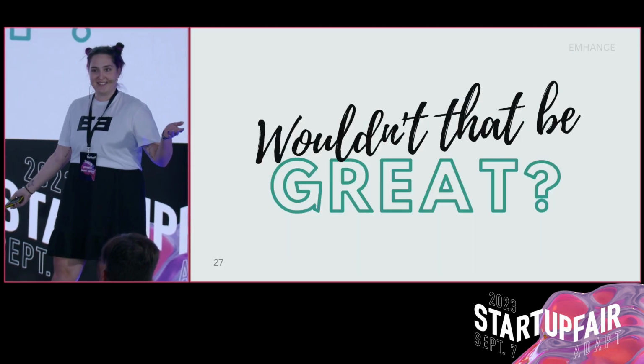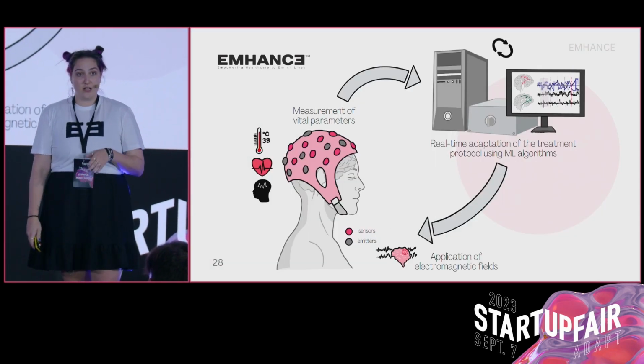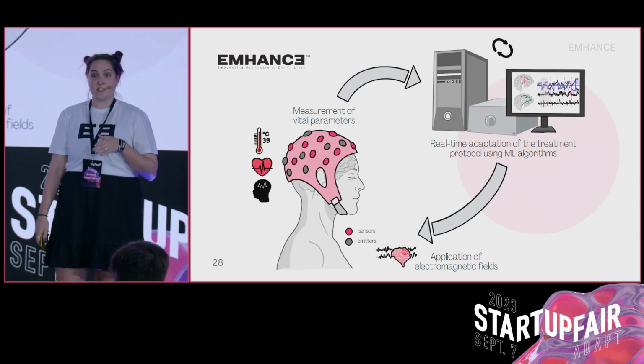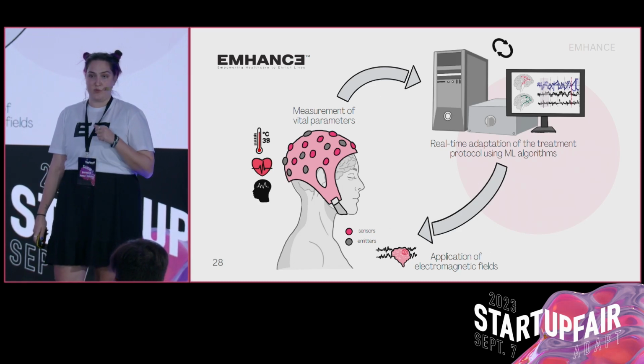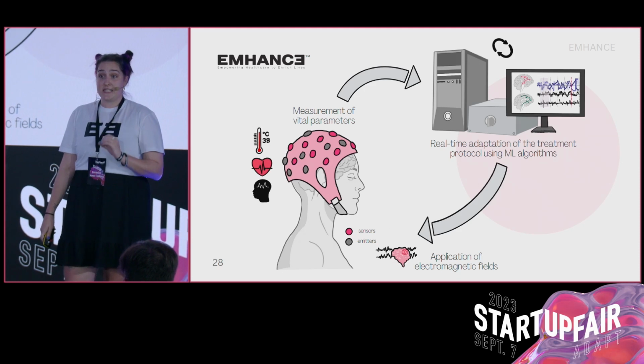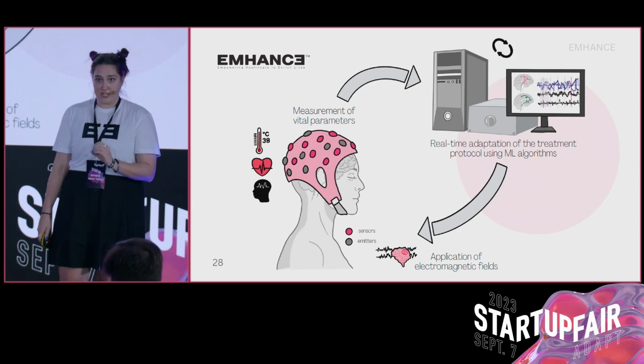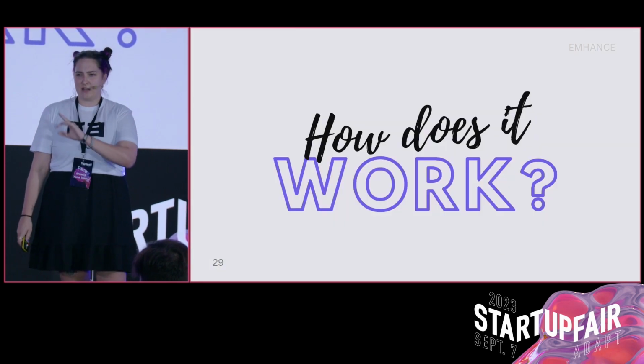Wouldn't that be great? Introducing EMHANCE, a non-invasive device that uses electromagnetic fields for treatment and remote monitoring of patients with brain disorders. It consists of sensors and emitters that are connected in a feedback loop for real-time modification of the treatment protocol. But how does it work?